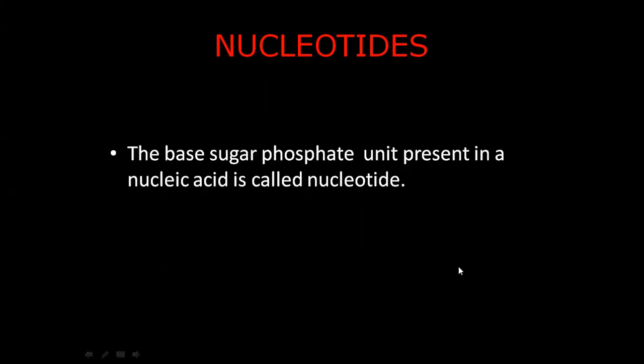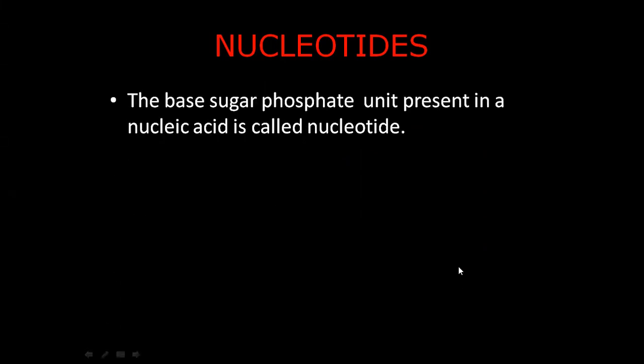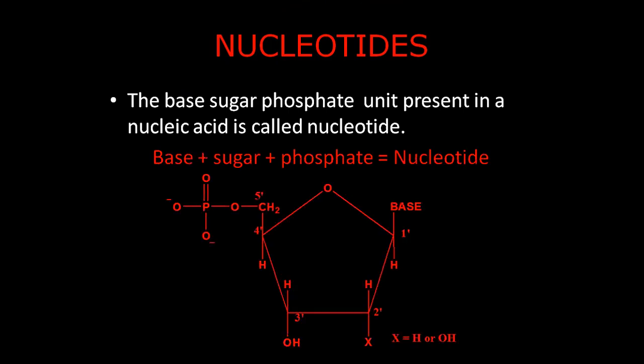Now coming to nucleotides. Once we have understood what a nucleoside is, a nucleotide is nothing but nucleoside plus phosphate. So if you add phosphate to a nucleoside, you get a nucleotide, which means base plus sugar plus phosphate is a nucleotide, which you can see in the figure. Over here we have written X. If it is H, it will be deoxyribose. If it is OH, it will be ribose. The base is at the C1 position, and very importantly, the phosphate is linked to the C5 position.